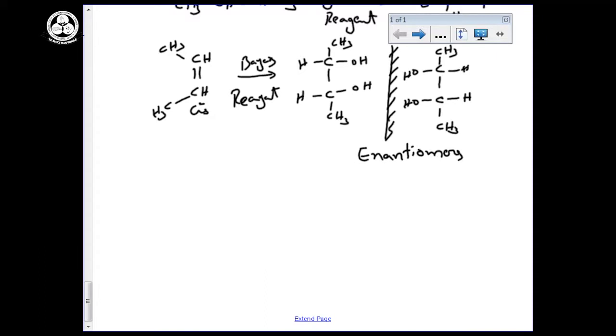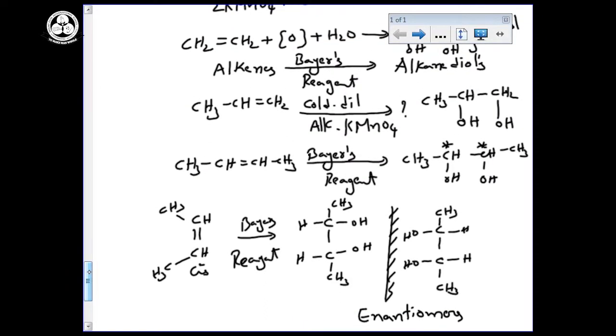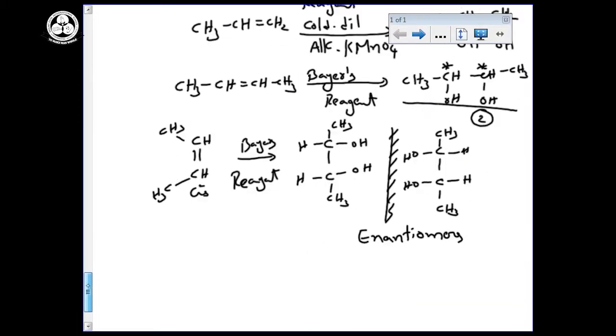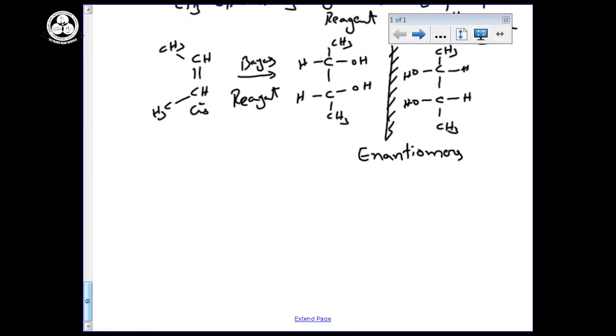So what we have to say here is that we cannot get a single product. It's not a single product. We can get two products in total. One is like this, another one is like this. One is the D form, another one is the L form. Two products. Two is the answer.